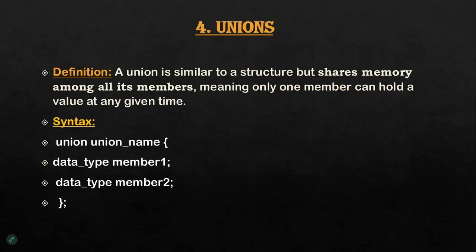After that, unions. A union is similar to a structure but shares memory among all its members, meaning only one member can hold a value at a given time. The syntax is the union name, then the data type for member one, and the data type for member two.